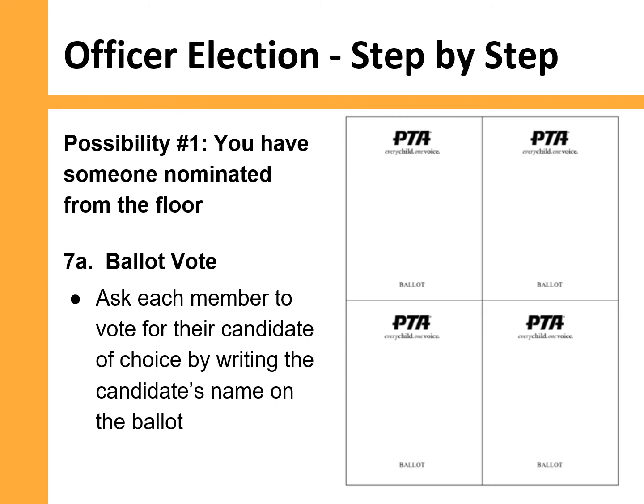7A. Now it's time for members to vote. You'll ask members to write down the candidate of their choice. Remind them to write legibly so their vote counts. You can use blank cut-up pieces of paper for ballots, index cards, printed ballots like above, whatever works for your PTA, but all votes must be cast on your ballots. You cannot accept other pieces of paper with votes on them.